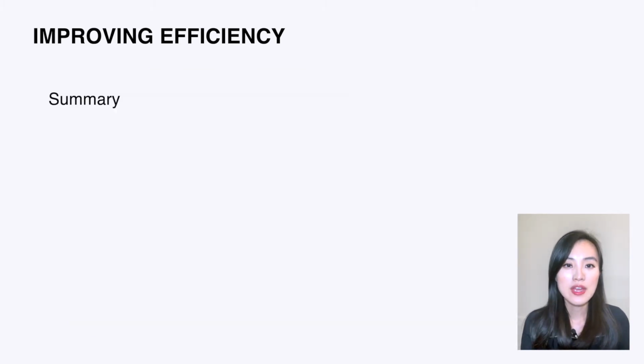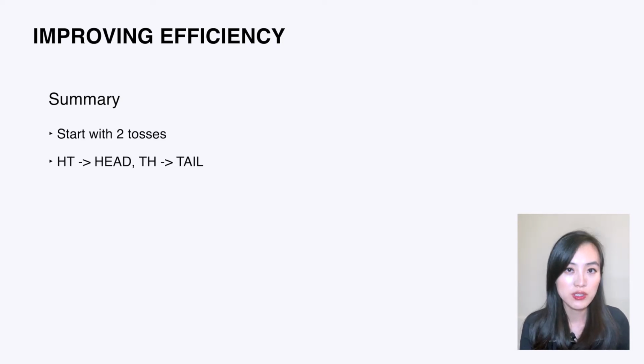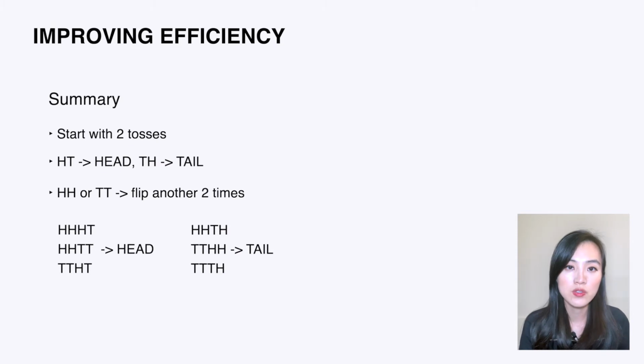Let's now summarize this strategy. When simulating a fair coin with a biased coin, we can start with two tosses. If the outcome is HT or TH, we can simply return the result of a head or a tail. If the outcome is HH or TT, we need to flip another two times and return head or tail if the outcome is one of these combinations. We only discard the outcome if it's four consecutive heads or four consecutive tails.